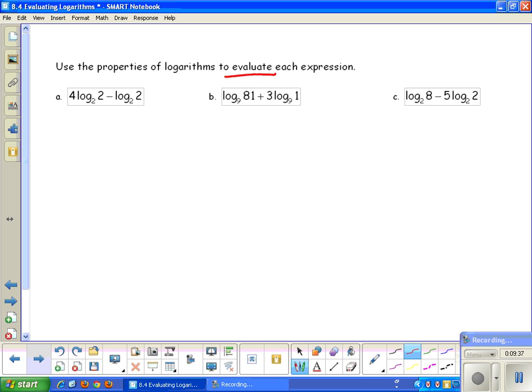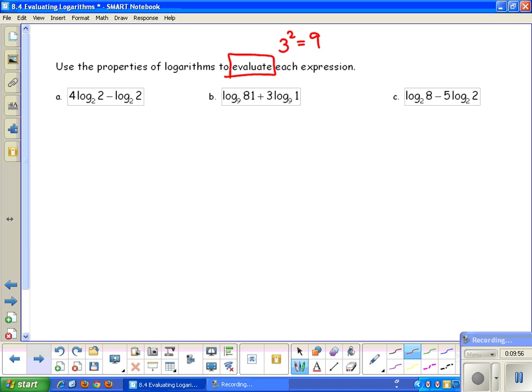So now the key is we're not expanding, and we're not simplifying, we're evaluating, which means we're trying to figure out what it's equal to. For instance, let's say I was trying to evaluate 3 to the second power. Well, 3 to the second power would be equal to 9. That would be evaluating it. So I need to figure out what these logs are equal to.